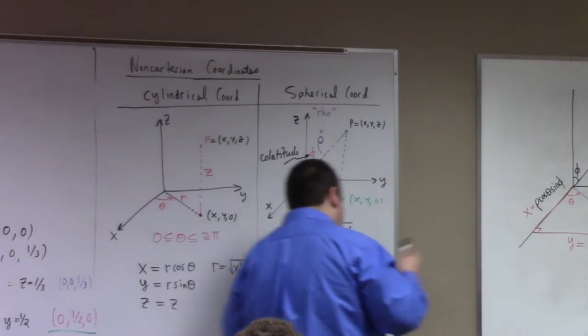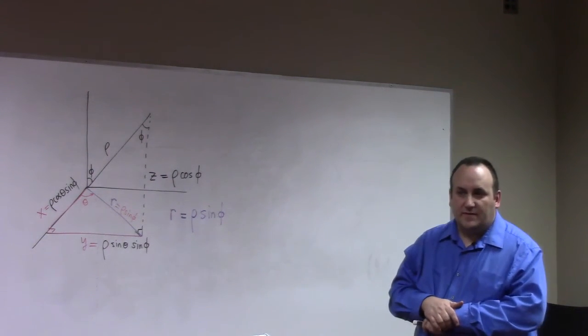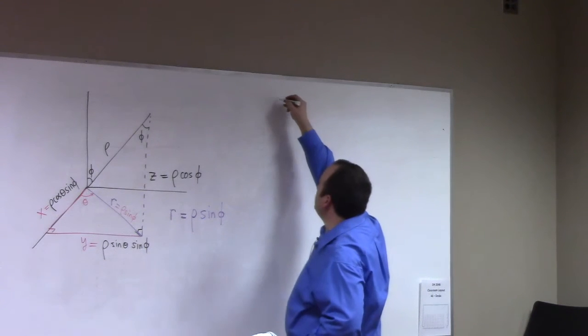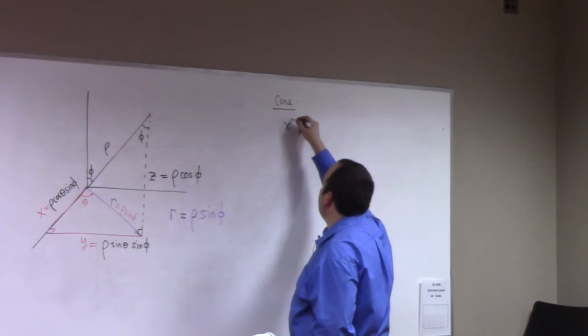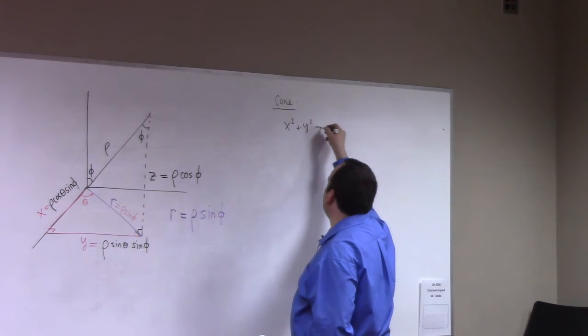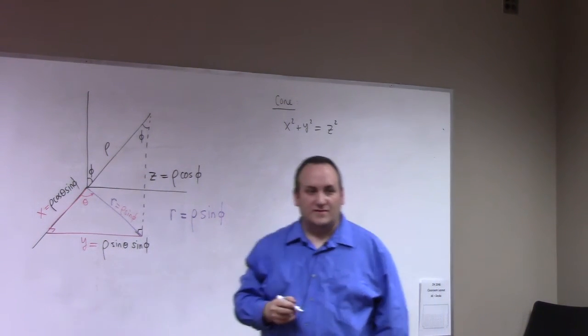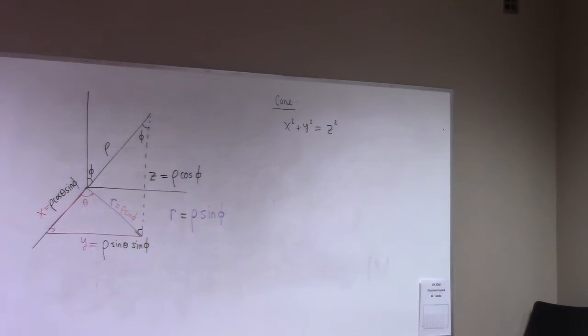I just have one more thing to say about these other coordinate systems, which is that they're terribly useful for describing things which are natural. So the cone, we just looked at it. It was x squared plus y squared equals z squared. This is the Cartesian equation for the cone. What's the cylindrical equation for the cone?